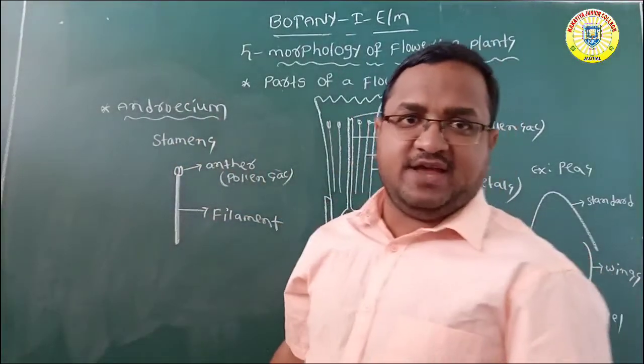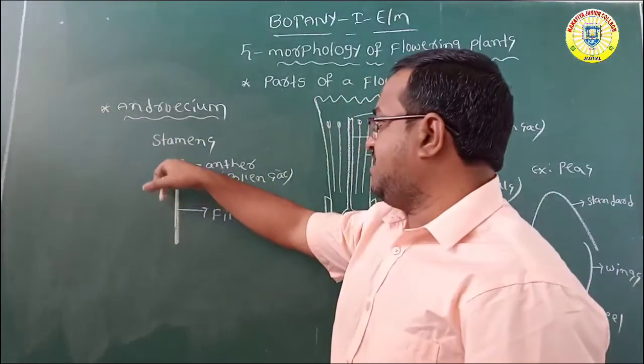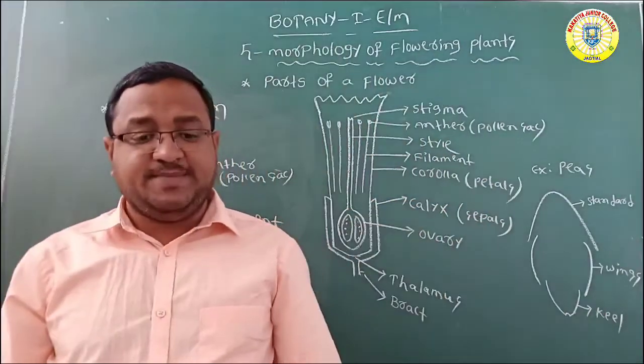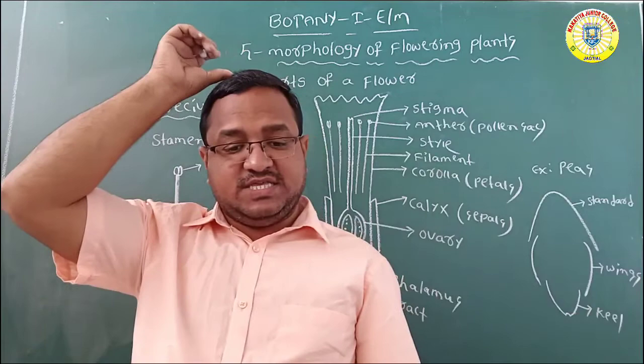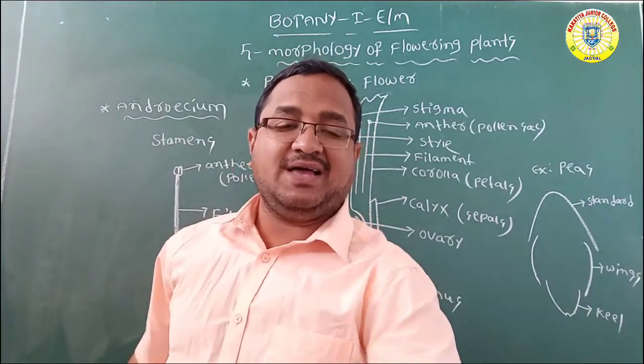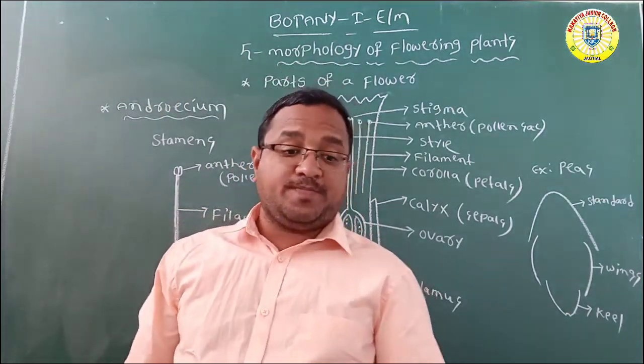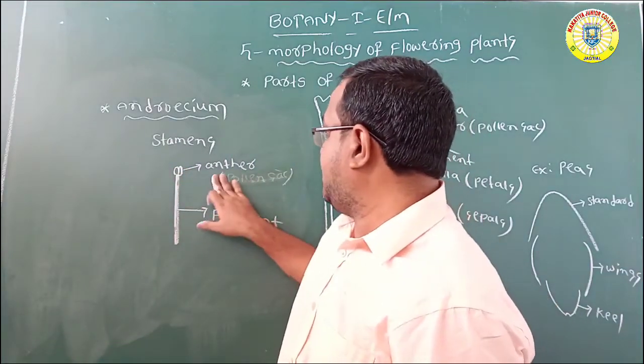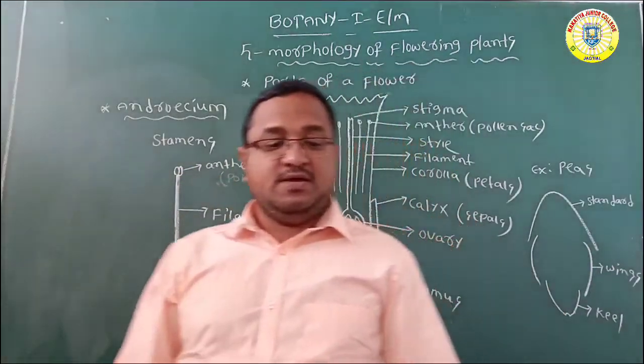Androecium is composed of stamens. Each stamen contains mainly two parts. One is the filament, the other one is the anther. Anther is also called pollen sac. Here you can see the anther is usually bilobed. There are two lobes.